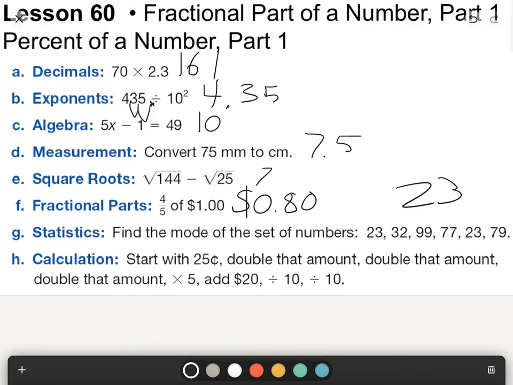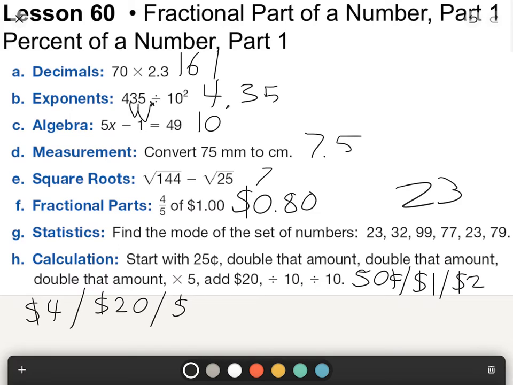Okay, so 25 cents. This is actually pretty fun. 25 cents, double that amount. 50 cents. Then double that amount. $1. Double that amount. $2. Double that amount. $4 times 5 is $20. Add 20 is $40. Divided by 10 is $4. And then divide that by 10, you end up with 40 cents.